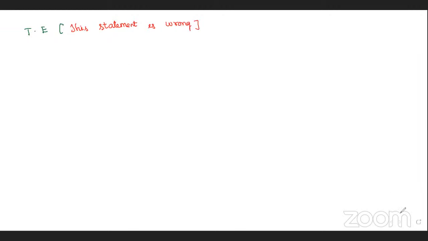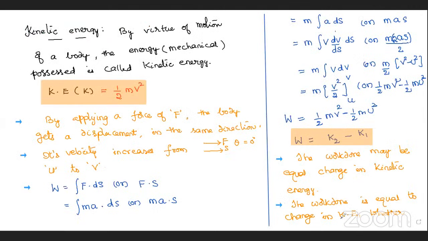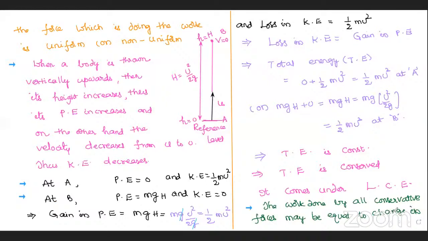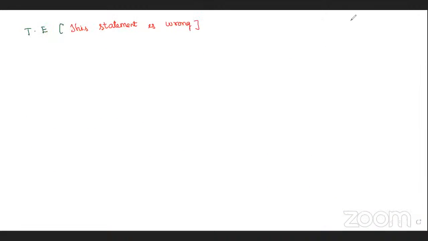That's why I told previously the two statements here. The work done is equal to change in kinetic energy. Yesterday I told the work done may be equal to change in potential energy, but not equal to change in total energy. This was one advanced question, a multi-answer type question you can find in the advanced exam. First option, work done may be equal to change in potential energy. Second option, work done may be equal to change in kinetic energy. Third option, work done by conservative forces is equal to change in total energy.